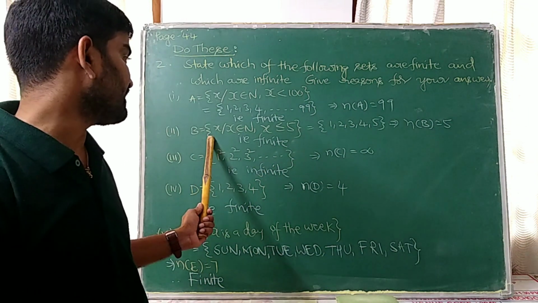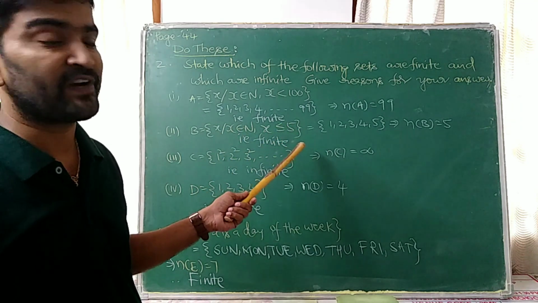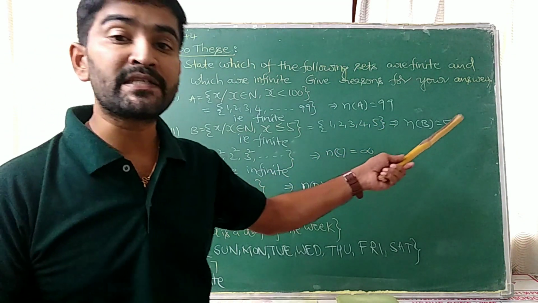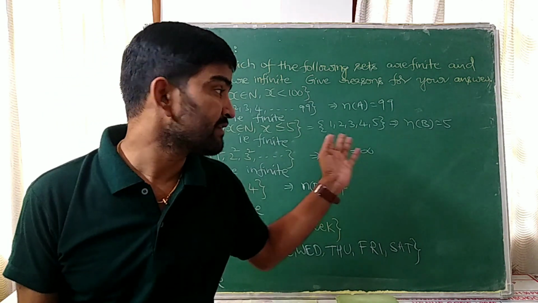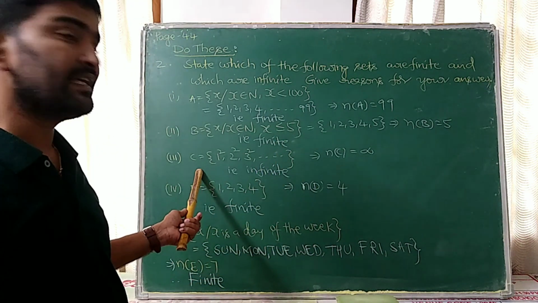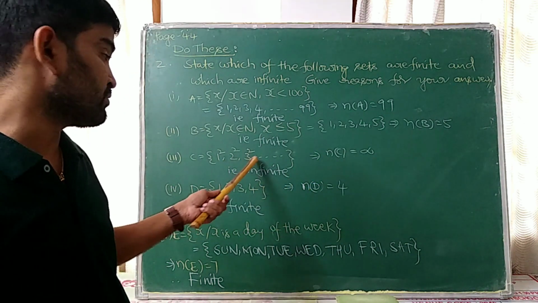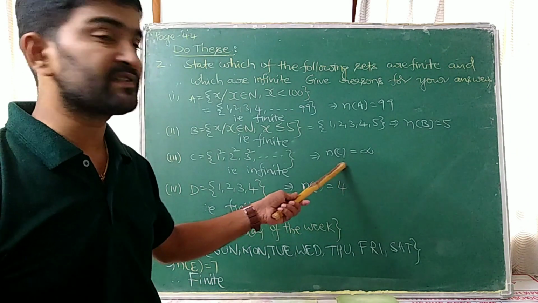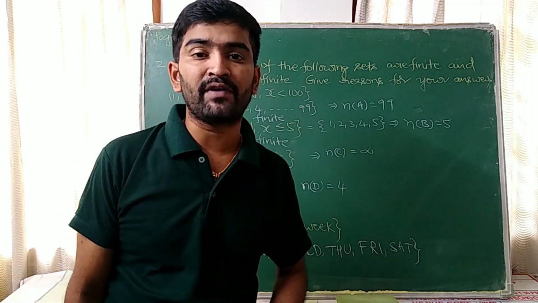Coming to B. Set B is x such that x is a natural number and x is less than or equal to 5. So in that set we will write 1, 2, 3, 4, 5. That means n(B) is equal to 5. As B has a countable number of elements, it is a finite set. C has an infinite number of elements in it. C is 1 square, 2 square, 3 square, and so on. We don't know up to what extent we have to write. That's why n(C) is infinite. As it has an uncountable number of elements, this is an infinite set.